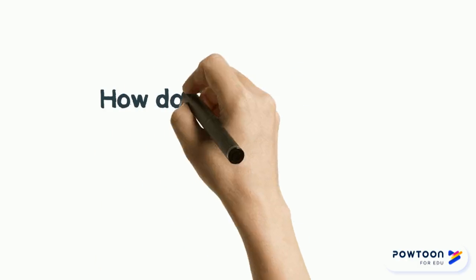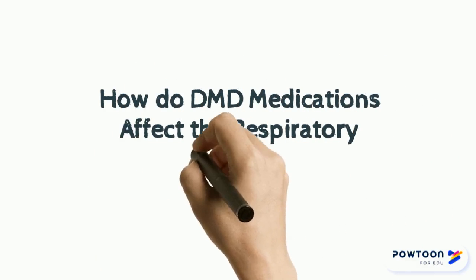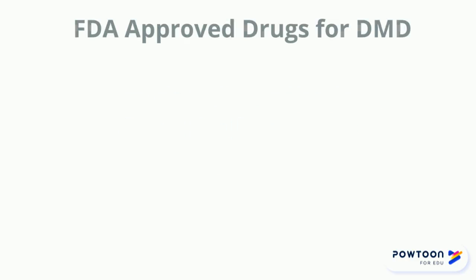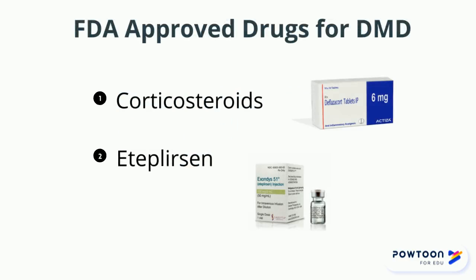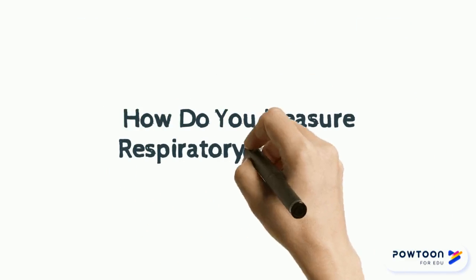Earlier, I mentioned general DMD medications on the market, so let's take a look at how those affect the respiratory system. There are currently 2 types of FDA-approved drugs for DMD, corticosteroids and eteplirsen, and we'll talk about how each of these drugs affects the respiratory system. But first, we need to talk about how respiratory health is generally measured.